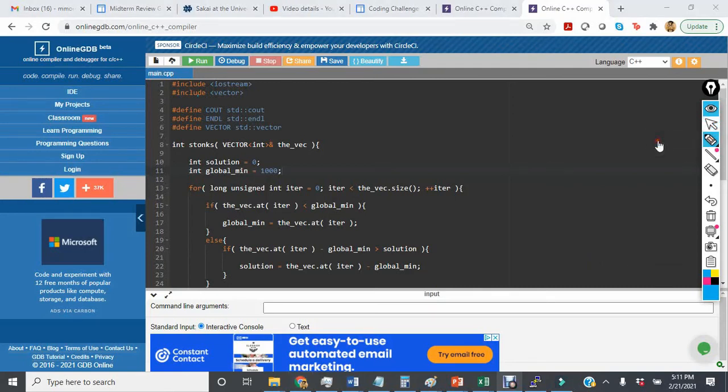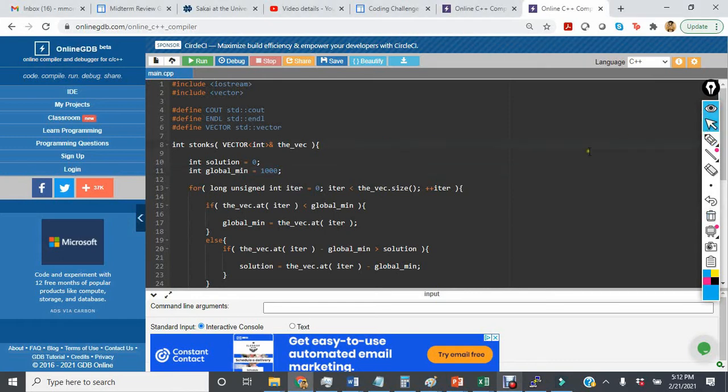So what I do is I have a function, stonks, that takes a vector by reference. So we're reducing the memory. If you look at the LeetCode, you'll actually see that it maintains the same thing where we have it called by reference. So what I've done here is I have a solution, and then I have a global minimum that is higher than any of the values. So you could set that as the largest possible value that could be stored in a global minimum.